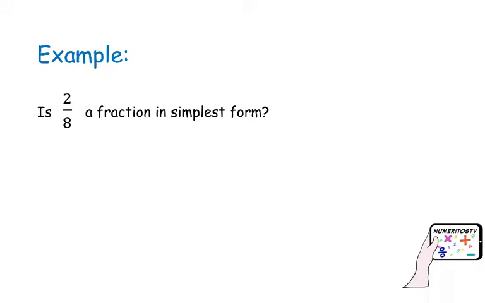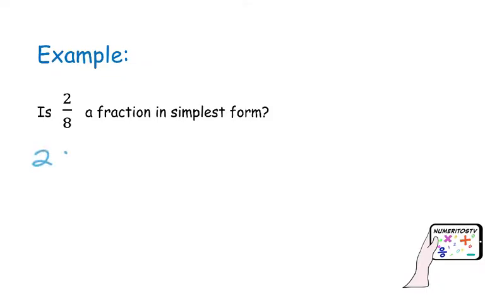Let's try some examples. Is 2/8 a fraction in simplest form? How do we know if a fraction is in simplest form? Well, remember that we need to find a common factor between 2 and 8. If we have a common factor that is not 1, that means that we can divide both numerator and denominator and make it in simplest form. So let's list the common factors between these two numbers.